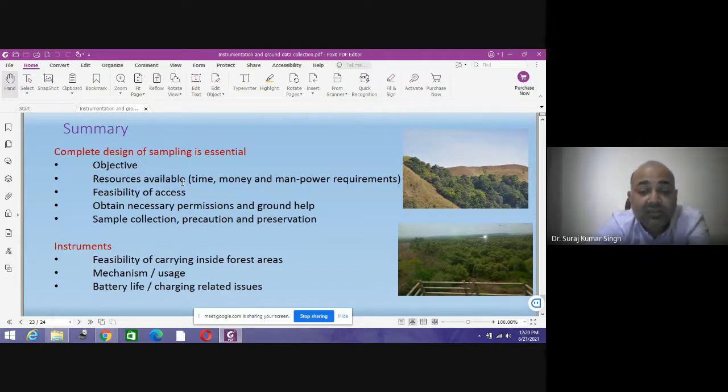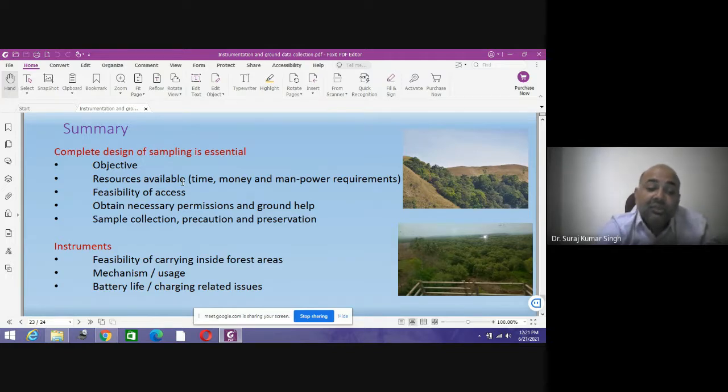Then feasibility of accessibility: what is the distance, and whether you can carry all the instruments to those areas or the field that you are interested in. Then you have to have a proper understanding of the permissions of that area. Without going into the field, first you take all the permissions, all the formats, all the instruments, the ground help, any local support or any local departmental support that is required. So all such things should be done.